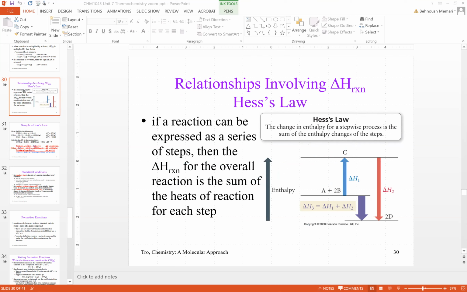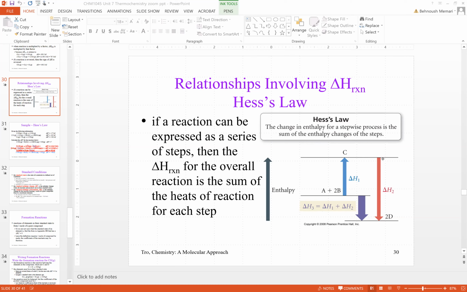Based on Hess's law, if a reaction can be expressed as a series of steps, then the delta H for the overall reaction is the sum of the delta H for the multiple steps. So if delta H3 equals delta H1 plus delta H2, then you can add delta H1 and delta H2 to get the numerical value for delta H3.